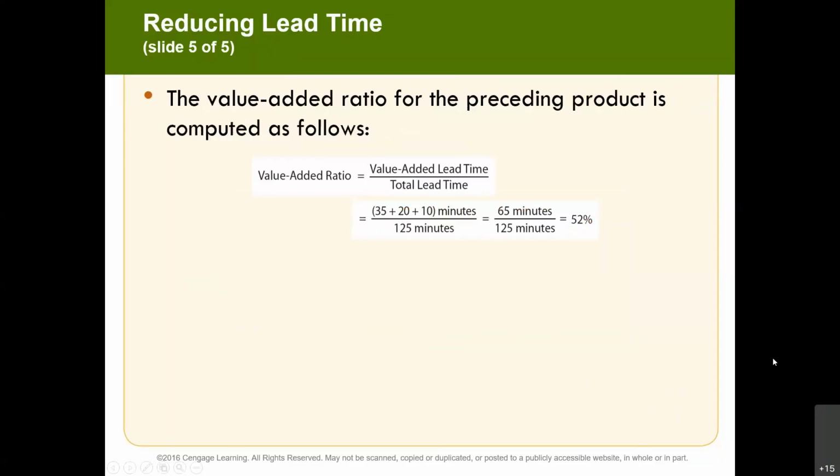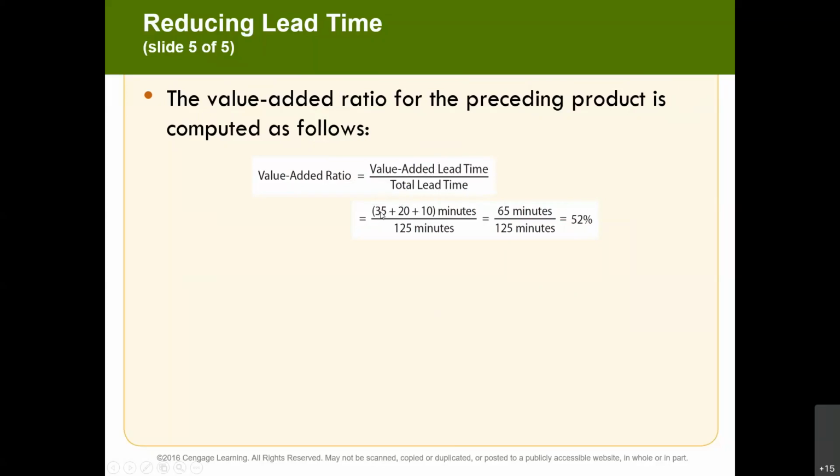Okay, so as you might expect, there's some calculations involved when it comes to figuring out the value added. So the value added ratio for the product is the following. We're using the same example we just saw. We take the value added lead time and we divide that by the total lead time. As you know, the value added lead time is any time that we are impacting the actual product in production. This does not include things like moving it around. This is just any time that we're touching the product.